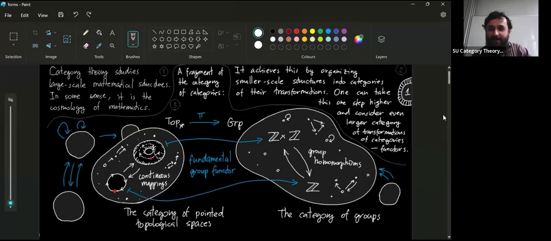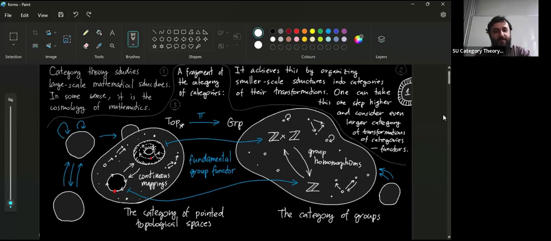The first slide is an introduction to category theory. I was saying that in category theory, most of the time we study large mathematical structures where objects themselves can be smaller mathematical structures. And one can think of this as a sort of cosmology of mathematics.